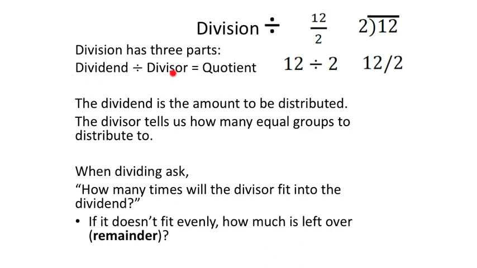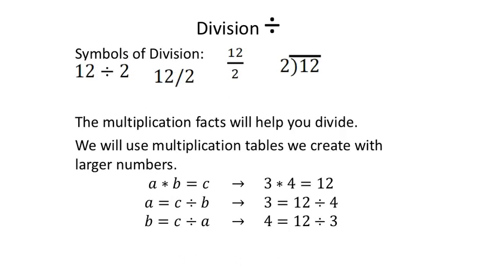Dividend, divisor, quotient. Now at the bottom here you see, if by chance the divisor does not go into the dividend equally, like you can't split it up equally amongst this number of groups, then what you're going to end up with is a remainder. It's some amount that's left over. We should not see any remainders today, but just know that we will once we get into the division section of this unit.